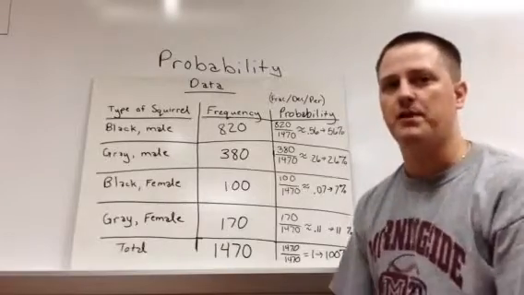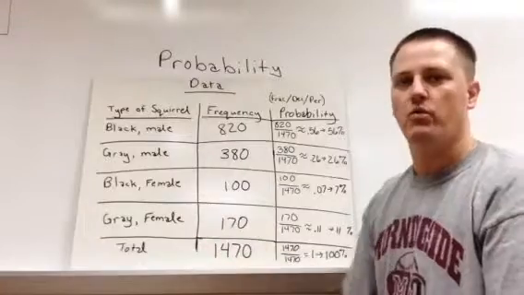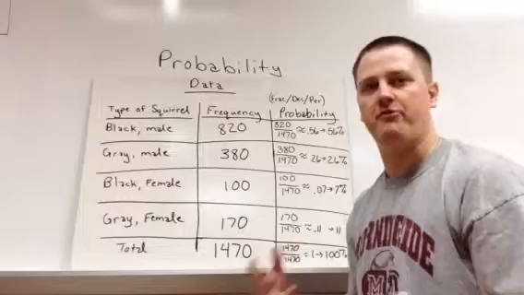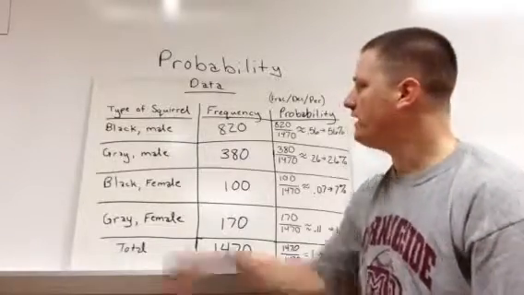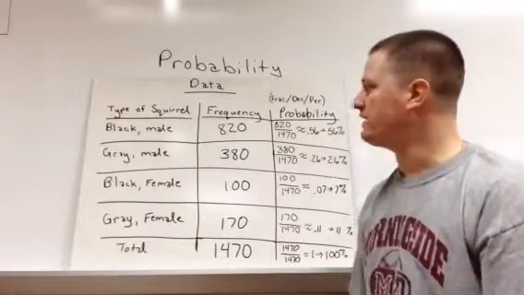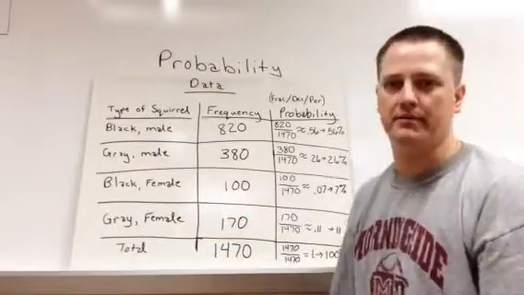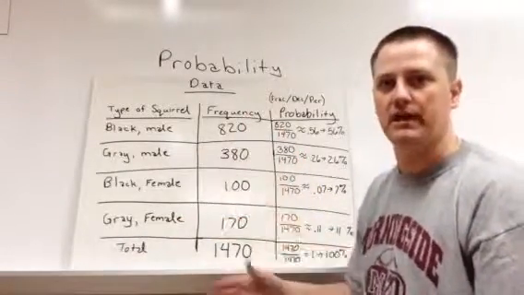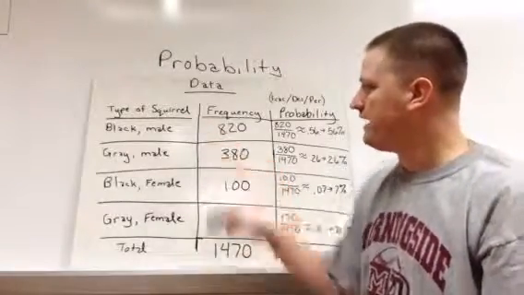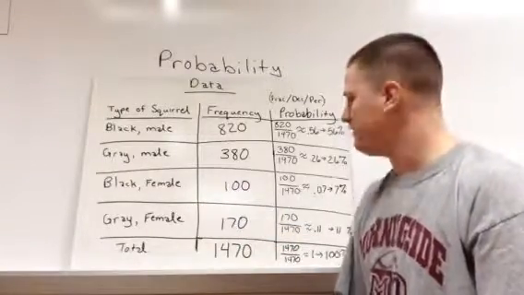So to understand probability, what we first need to start with is some type of data. In this case, what I've done is I've taken data based off of a collection in a forest of different types of squirrels. There are four registered types of squirrels that data was collected on: black males, gray males, black females, and gray females. And then here is the frequency each type of squirrel was found. So 820 black males, 380 gray males, 100 black females, and 170 gray females.